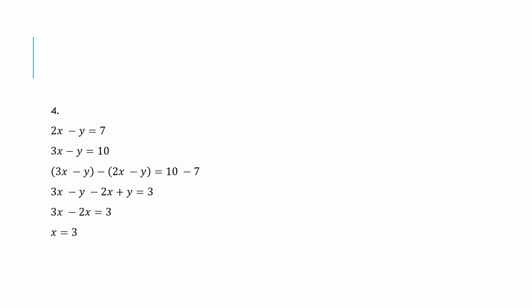Step 2. Substitute x back into one of the original equations. Let's use 2x minus y equals 7. 2 times 3 minus y equals 7. 6 minus y equals 7. 6 minus 7 equals y. Minus 1 equals y. Y equals minus 1.